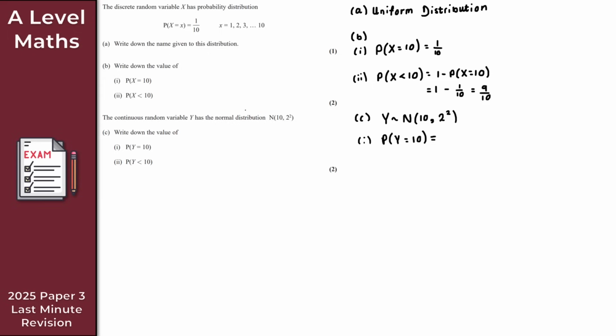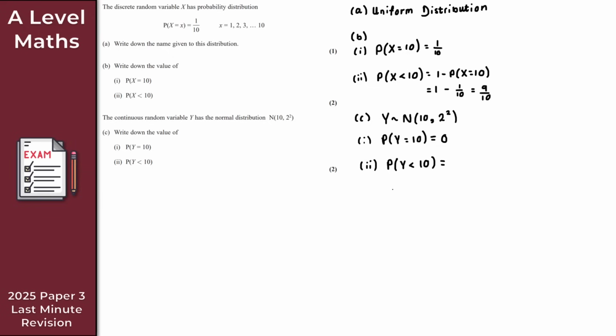So if it follows the normal distribution, it's a continuous distribution. In that case, the probability that our random variable y is equal to an exact value is always 0. A continuous distribution cannot be equal to an exact value. So the probability that y is equal to 10 is simply 0. Nice and straightforward for C part 1. And then for C part 2, what have we got? This is the probability that y is strictly less than 10.